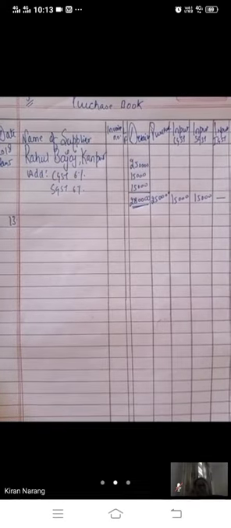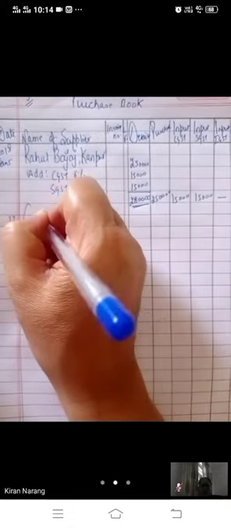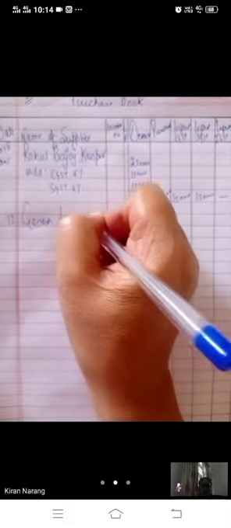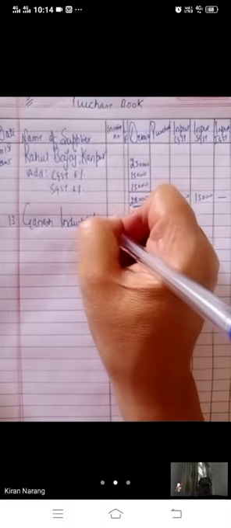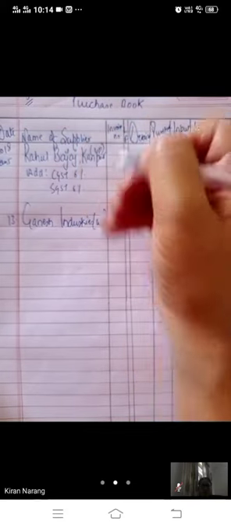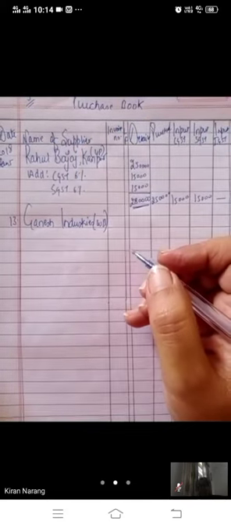Purchase goods from Ganesh Industries of Kolkata, West Bengal. The state is different now. On credit, list price of goods rupees 1,20,000 less 20% trade discount. January 13th, you have purchased goods from Ganesh Industries of West Bengal. The state is different now. Earlier it was UP. You are from UP, but in West Bengal you are dealing.